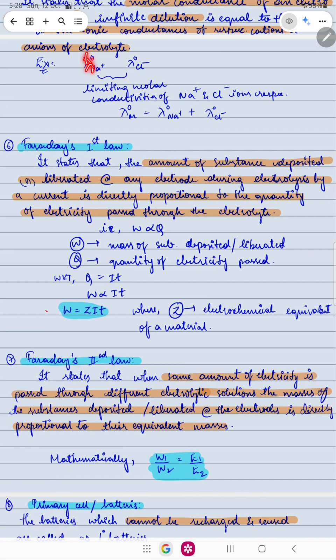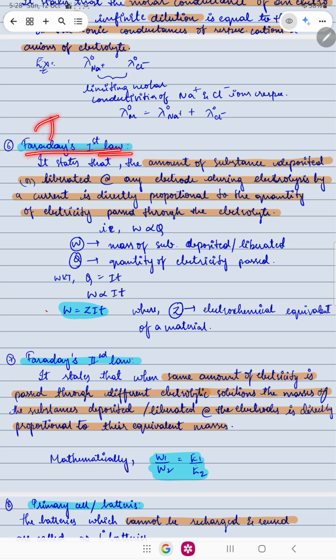Example, lambda naught of sodium plus lambda naught of chlorine. These are limiting molar conductivities of sodium and chlorine ions respectively. So as I said, it will be equal to the sum of molar ionic conductances of the respective cation and anion.